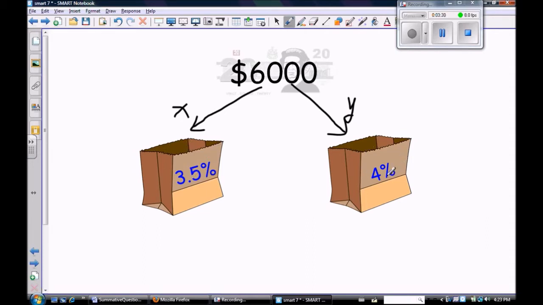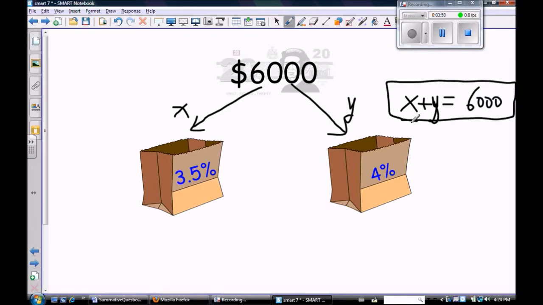Now, pause. Is there a relationship between X and Y? Yeah. X plus Y has to be $6,000 because that's the amount of money he's investing. So right away, I know one of the equations I'm going to have to work with. So let's keep going. What happens now?